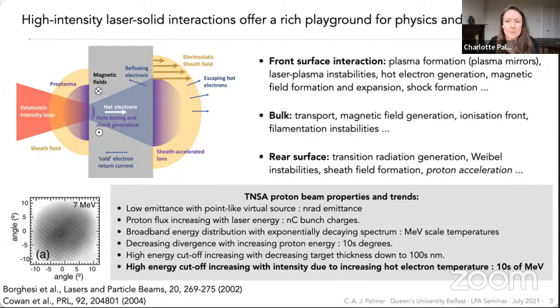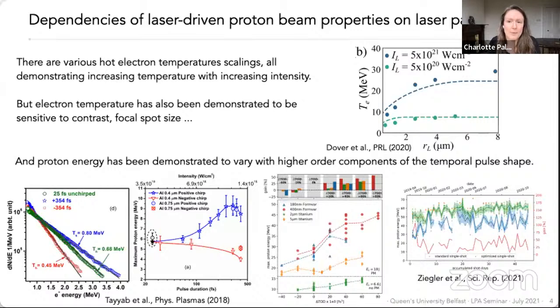But the variability, which is also accompanied by high shot-to-shot fluctuations in these beam parameters, is indicative of the complexity and the nonlinearity of the parameter space where the acceleration is occurring. So if we have small changes in our interaction, then we're seeing significant changes in the output beam properties. And while that provides us with powerful mechanisms to tune this beam, it also provides challenges for long-term beam stability. So as an example, maximum proton energy is generally seen to increase with increasing laser intensity due to the fact that we have higher electron temperatures.